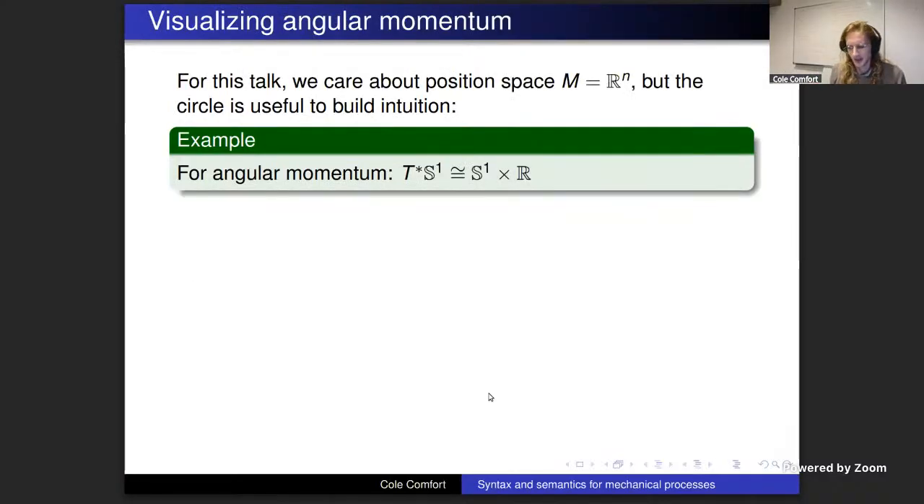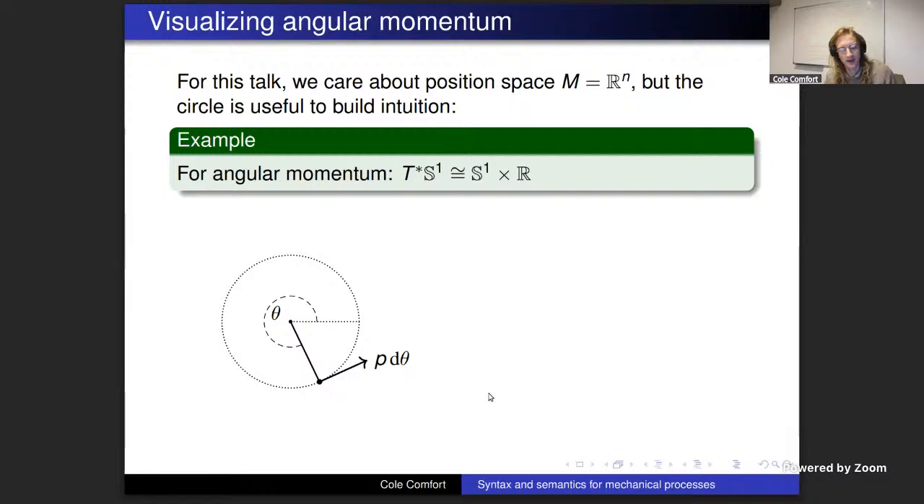In my talk, I'm only going to care about Euclidean space, but to get intuition for what's going on, I find it's helpful to work with position manifolds which are not Euclidean. And the simplest non-Euclidean manifold is the circle. So a physicist would call this angular momentum. If your position is constrained to the circle and you take the cotangent bundle, then this produces the cylinder. So it's a circle, and you take the product with the real line.